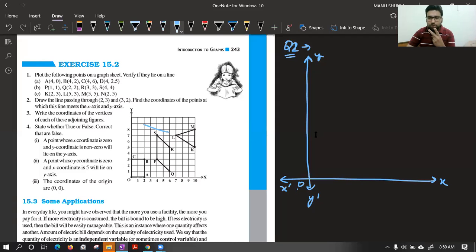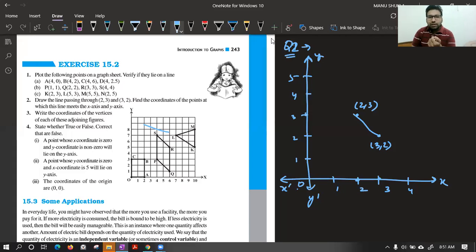Now the points 1, 2, 3, 4. Here also 1, 2, 3. The spacing should be exactly the same. Now we have to draw 2 points. (2, 3), that is 2 on x-axis, 3 on y-axis, will meet somewhere here. This point is (2, 3), and the second point is (3, 2). So 3 is here, 2 is here, somewhere here they will meet. When you join these, a line is formed like this.